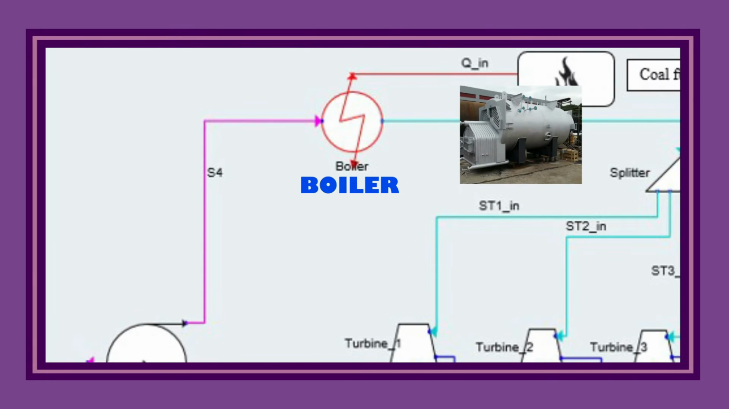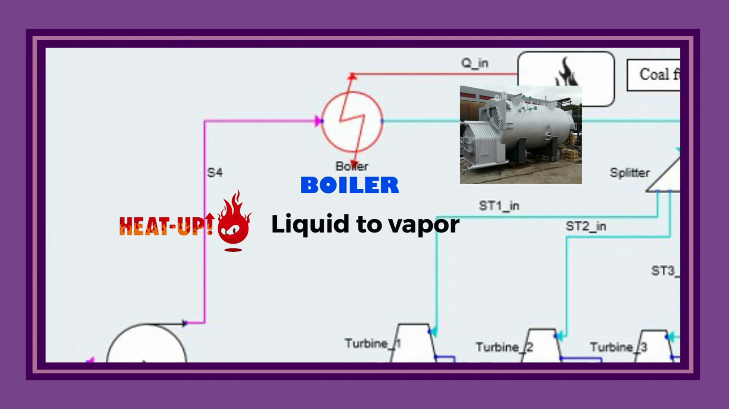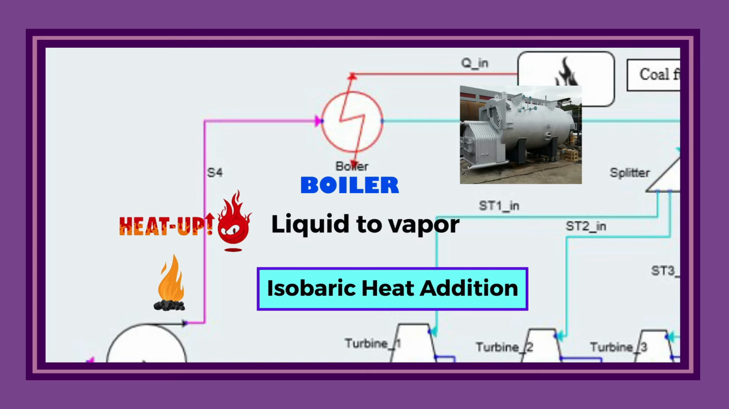Firstly, we have a boiler. It is used to heat up the water into a superheated vapor before it goes into the turbines. The heat is supplied by the combustion of coal at the furnace into the boiler. Plus, the thermodynamic process involved at the boiler is isobaric heat addition.